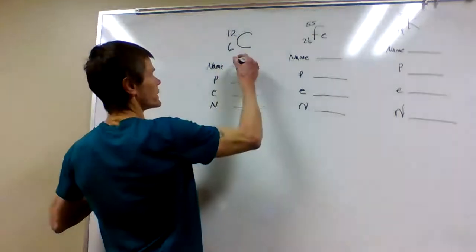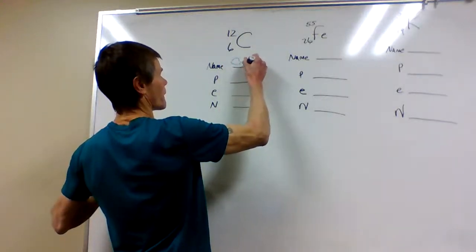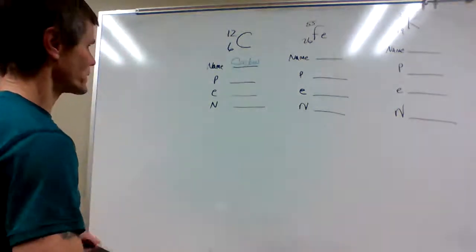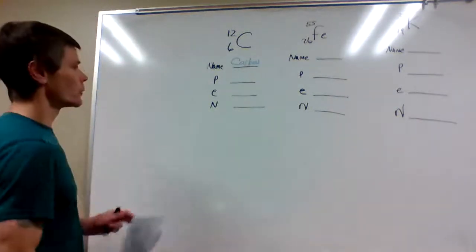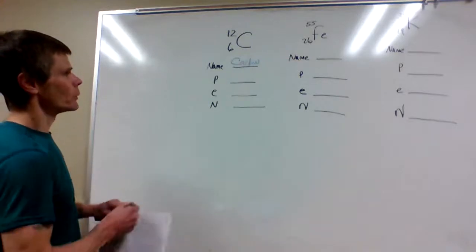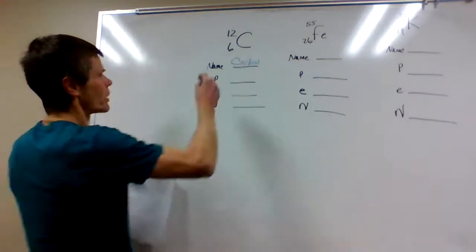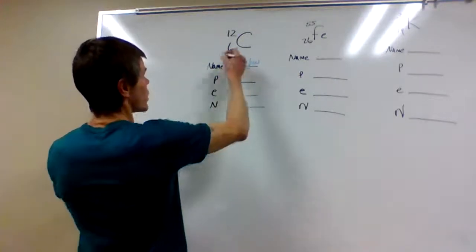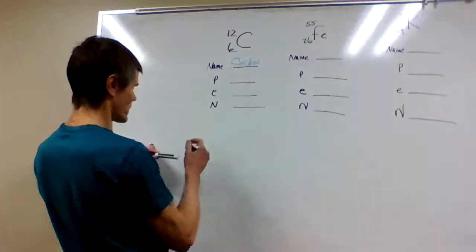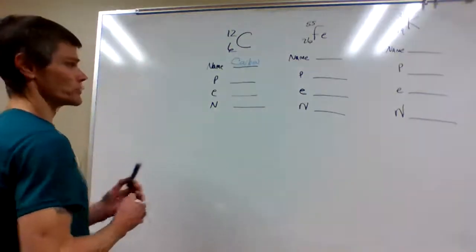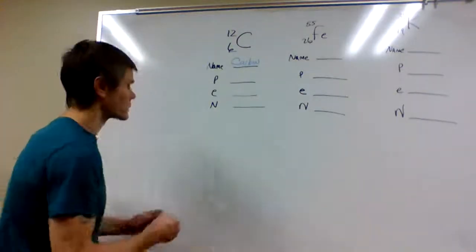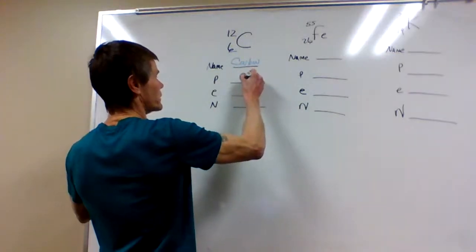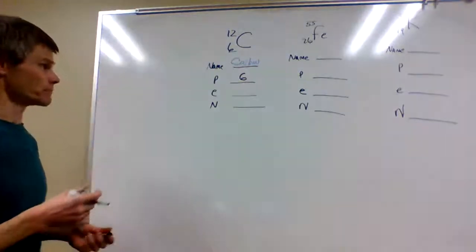So C, that's carbon. And the first question we're going to answer is how many protons? So when we look at isotope notation, what we want to remember is the smaller number, and we'll underline it here, the 6, is the atomic number. The atomic number is the number of protons, or the unique feature of that particular element. Every atom of carbon, regardless of what type of isotope, has 6 protons in it.